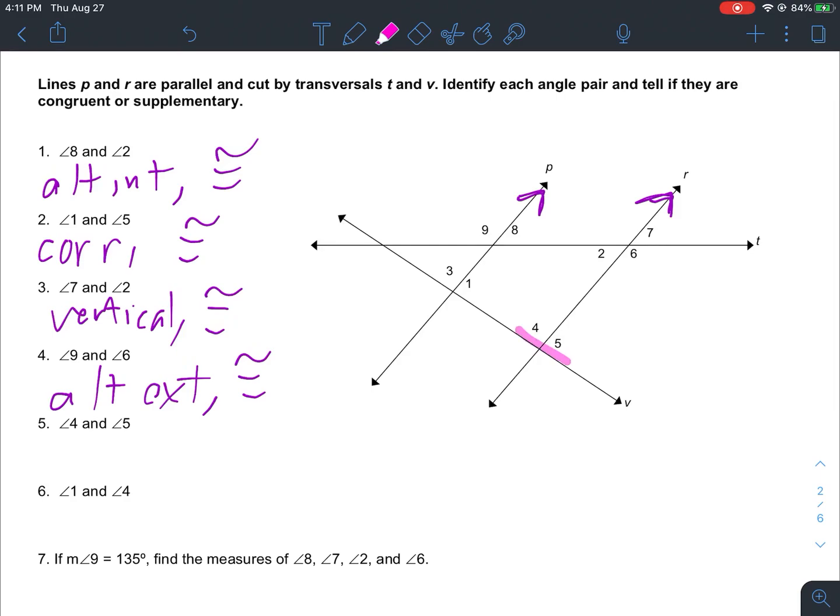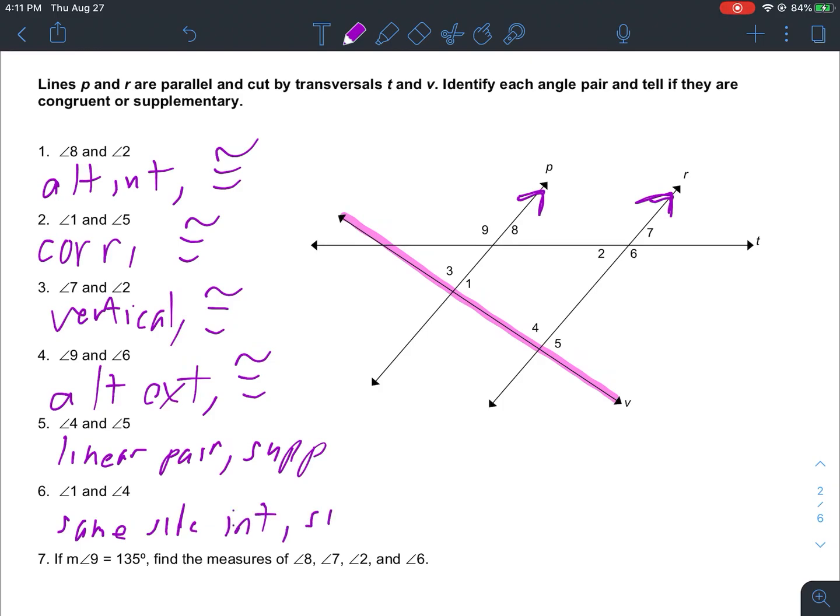4 and 5. Here's 4 and 5 right here. That's from last chapter. Those are a linear pair. And linear pair are supplementary. And finally, 1 and 4. 1 and 4 are same side interior. And those are also supplementary.